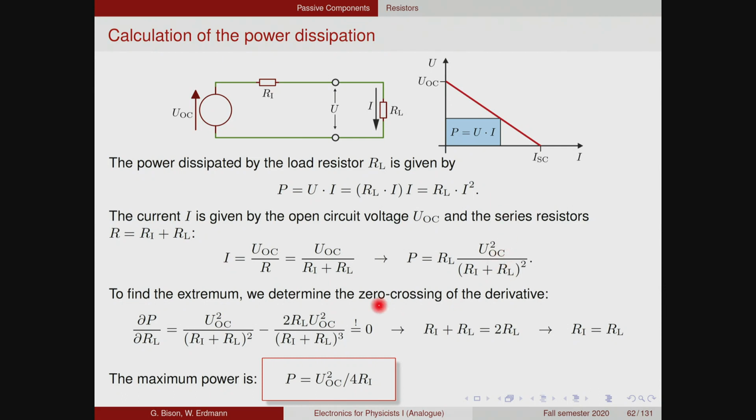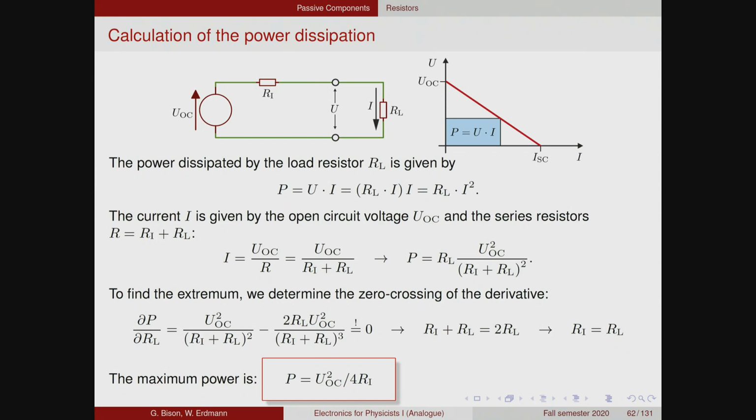Okay, standard technique to find the extremum, we determine a zero crossing of the derivative. This is the derivative. In order to make this zero, we make the 2 fractions comparable, so we have to multiply with this term here. And then you see that for a non-zero open circuit voltage, this has to be like that, which again gives us the relation we just assumed. The internal resistance has to be the same as the load resistance. So the maximum power that we can extract, we simply insert this into that, is the open circuit voltage squared divided by 4 times the internal resistance.